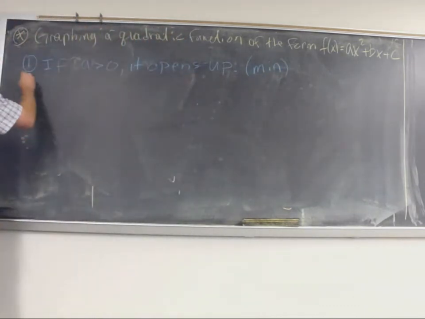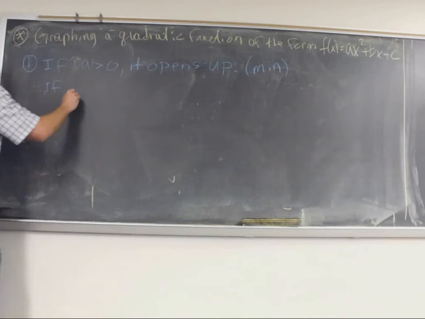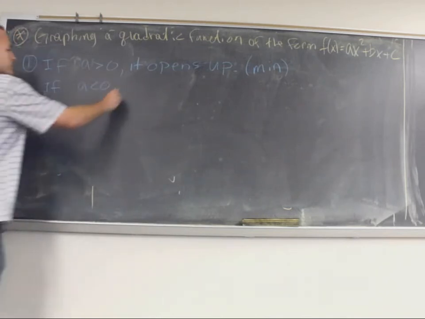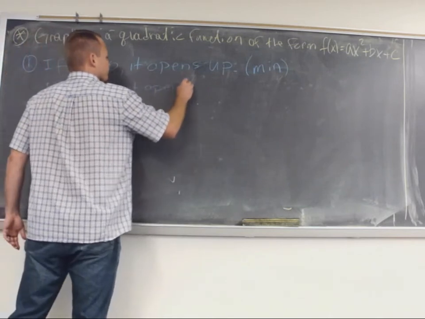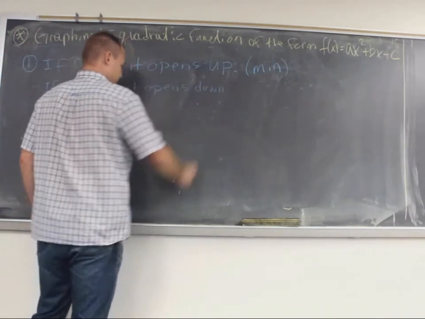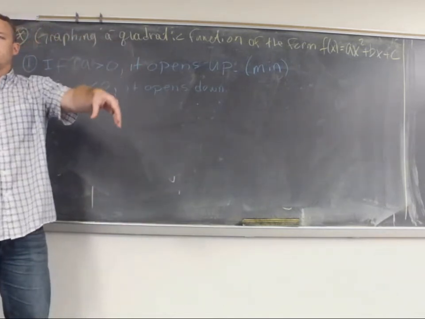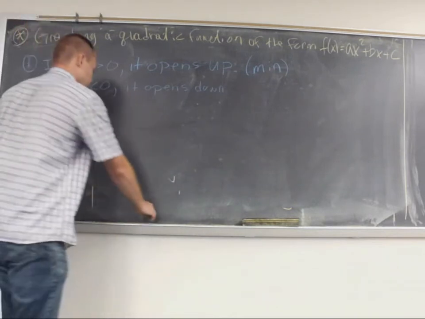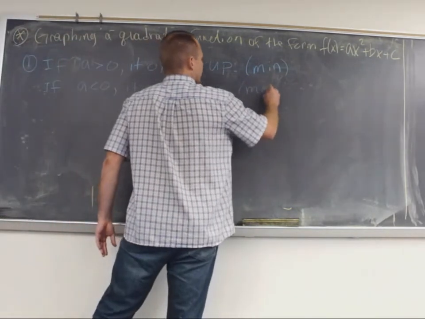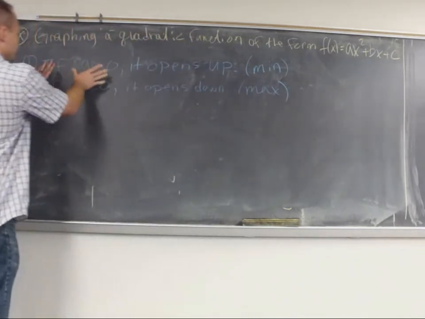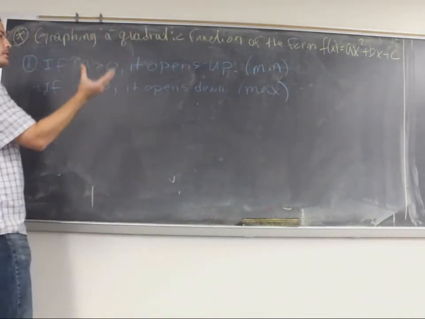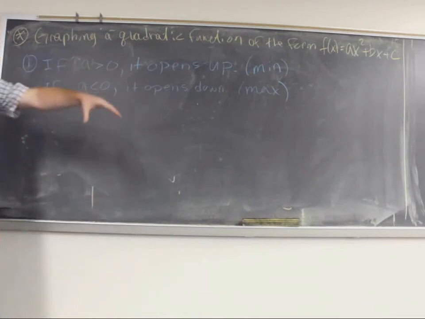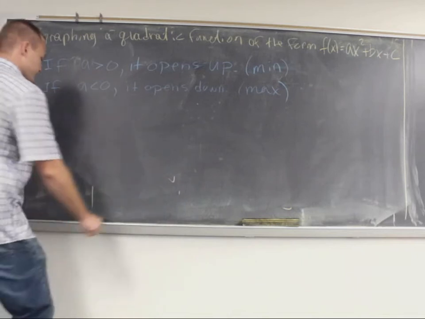All right. This is still part of number 1. If a is less than 0, what happens? It opens down. So now think of it as an upside down U or cup, and it forms a point up here on the top, which is a max. So just think of it in terms of your a value. My a is greater than 0, so it opens up, and that gives me a minimum value. If my a is less than 0, it opens down, and it gives me a maximum value.